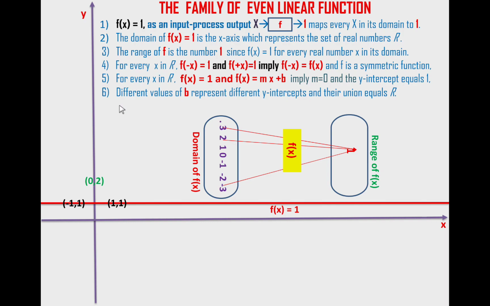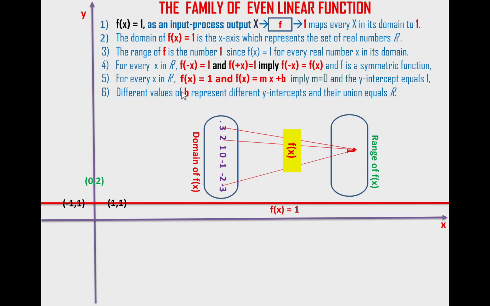Let's go ahead and take a look at the next point. The next point states that different values of b represent different y-intercepts. And that's true because f of x equals 1, b will be equal to 1. F of x equals 2, b will be equal to 2. F of x equals a million, b will be equal to a million. F of x equals minus 5, b will be equal to minus 5. Whatever value f of x takes in the y-axis, b will take. And for that matter, b can represent any point in the y-axis. So this conclusion is correct.